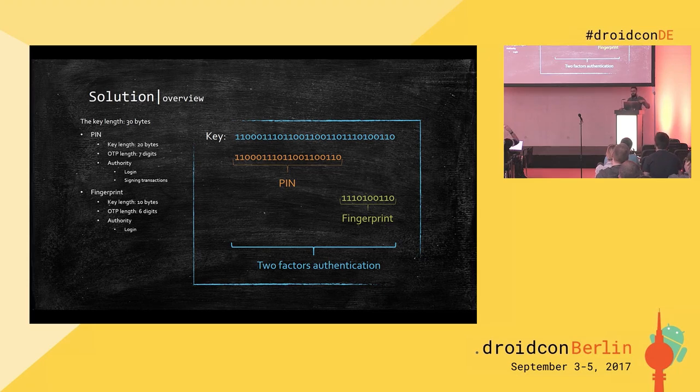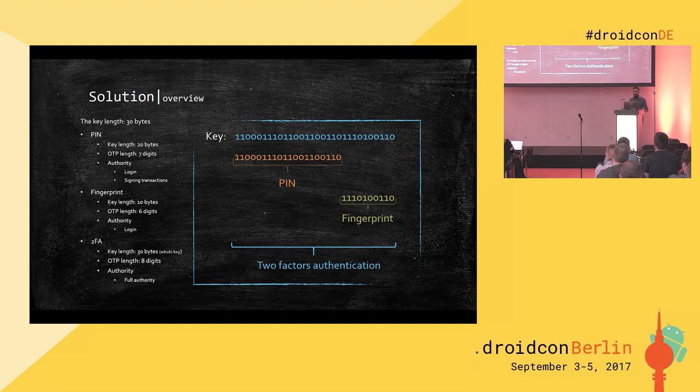The OTP length will be 6 digits, and the authority for this type of authentication will be just login. That means a user can just log in with fingerprint, check the transactions, check the account balance, and cannot make a transaction. Just, I can say, read-only permission. That's it.